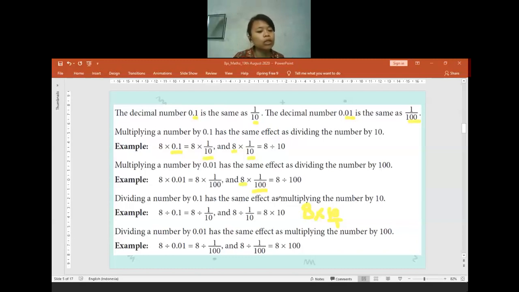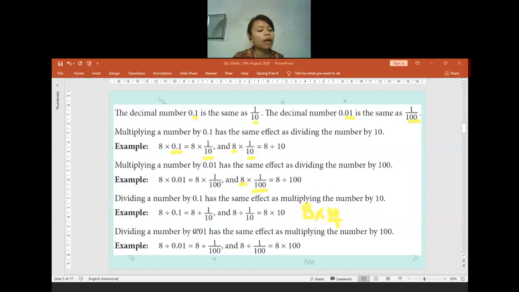So the conclusion: when we multiply the number by 0.1, it is the same thing as when we divide the number by 10. If we multiply the number by 0.01, it's the same as we divide the number by 100. When we divide the number by 0.1, it is the same as we multiply the number by 10.